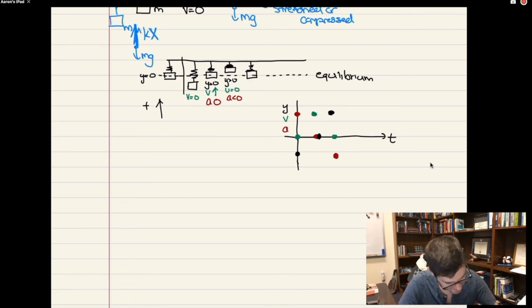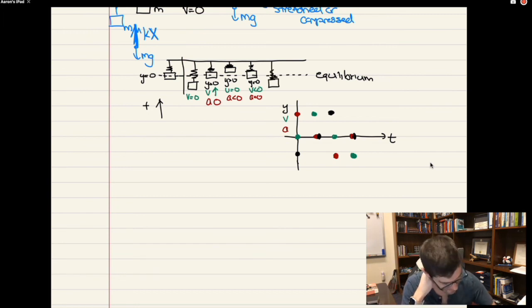It then returns back to the equilibrium point. Y is 0. The velocity is now negative. It's moving downward. And it's back at that equilibrium point, so the acceleration is back to being 0. So again, acceleration is now 0, as is the position. The velocity is now changed to some negative number. And then it finally gets back to where it started.